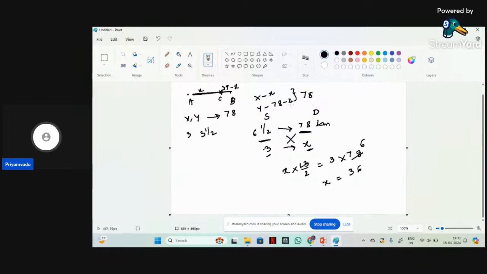So now what I have concluded is, if both of them together with a speed of 6.5 km per hour can cover a distance of 78 km, then if only x is traveling with 3 km per hour and the distance covered by him is x, we can find the value of x by cross multiplication. I did the cross multiplication here: x into 13 by 2 equals 3 into 78, and we got the value of x equals 36.